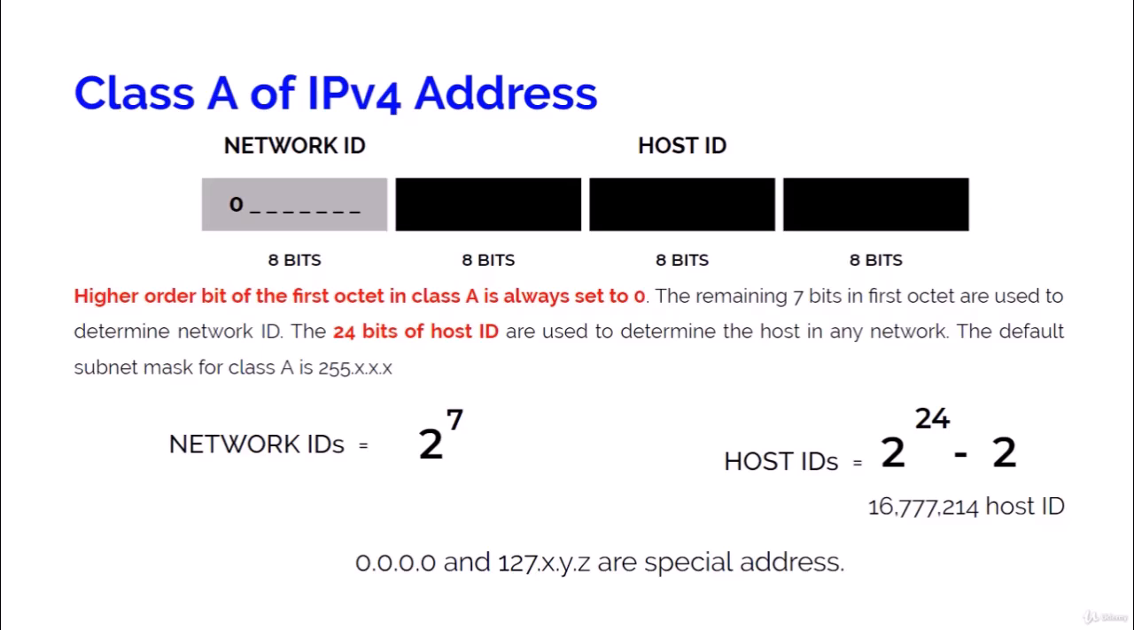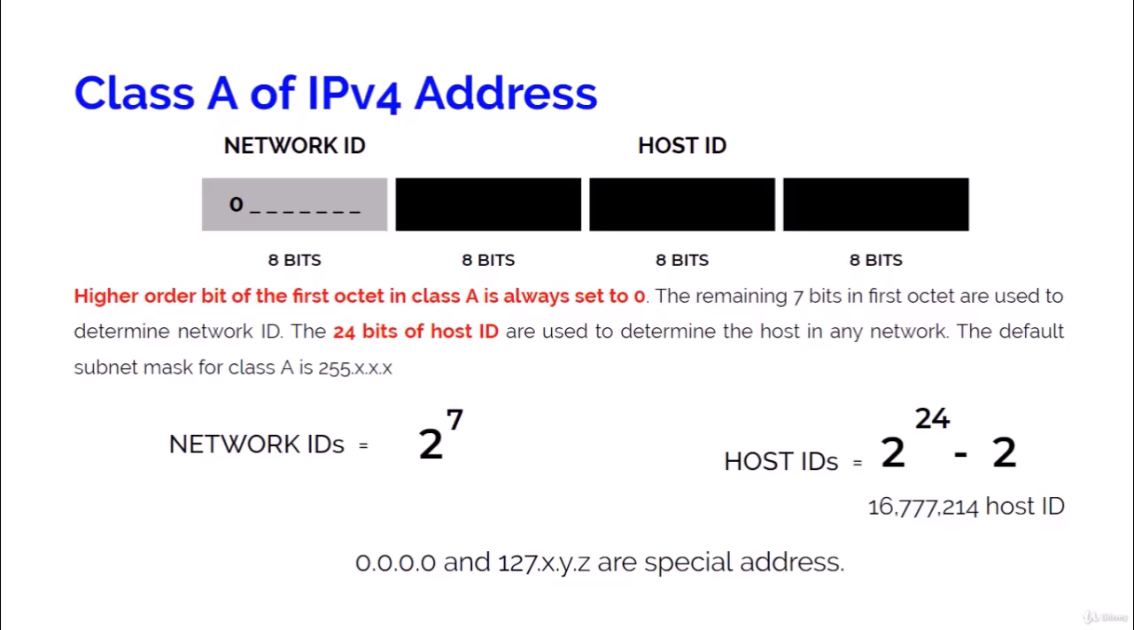IP addresses belonging to class A are assigned to the networks that contain a large number of hosts. The network ID is 8 bits long, whereas the host ID is 24 bits long. The higher order bit of the first octet in class A is always set to 0. The remaining 7 bits in the first octet are therefore used to determine the network ID. Therefore, the total number of network IDs is 2 raised to 7, which is equivalent to 128.